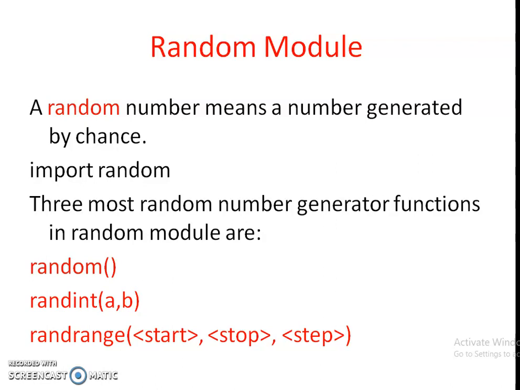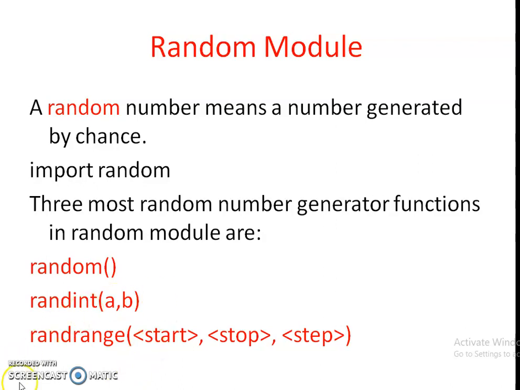Okay, so the syntax to use this random module is first you have to import the random function. So you can use import random to import this random module. Okay, mainly three types of random number generator functions. The first one random, second one randint of a comma b, third one randrange start stop step.